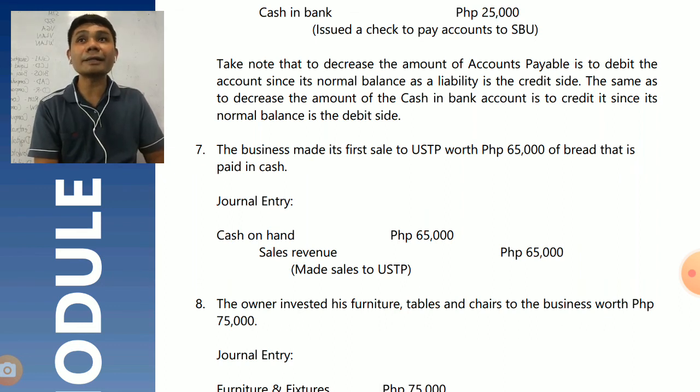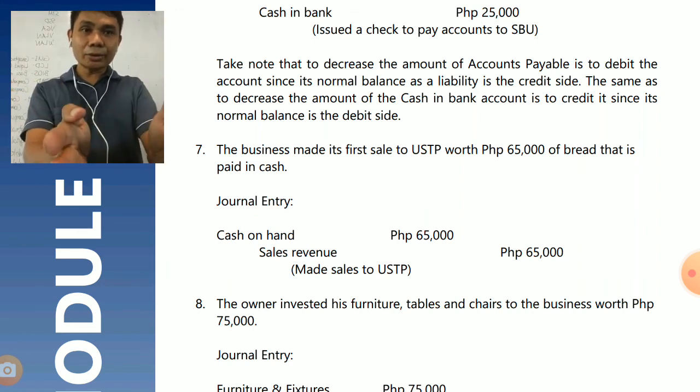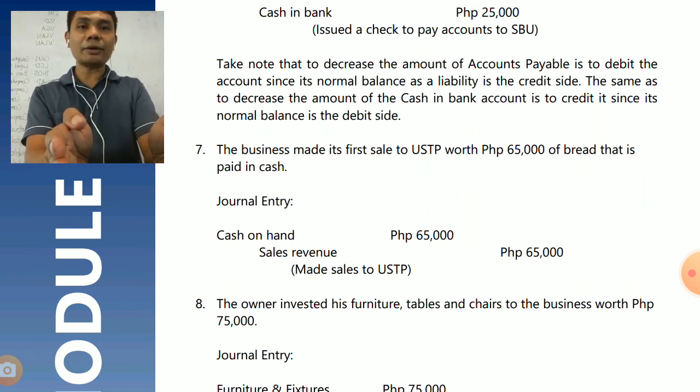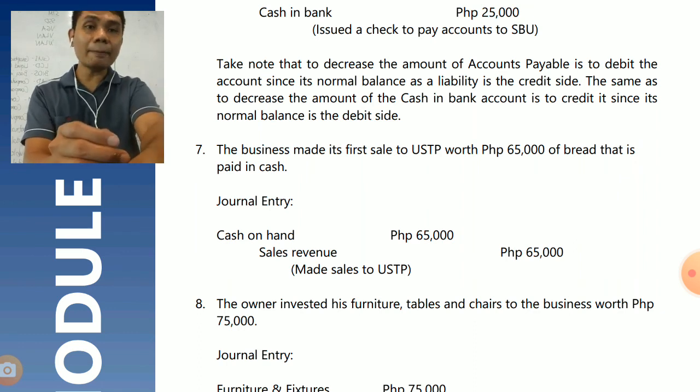The business received cash, so the cash on hand of the business increased. That is why you debit cash on hand. Remember, cash on hand is an asset, and an asset has a normal balance of debit. That is why to increase an asset is to debit the asset. That is why we debit cash on hand 65,000. Cash on hand increased for the business, and it is cash on hand because it was paid in cash.